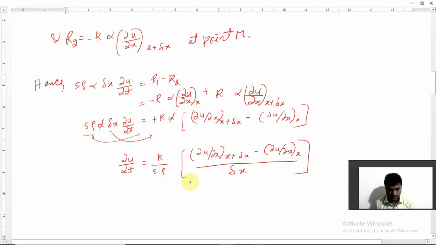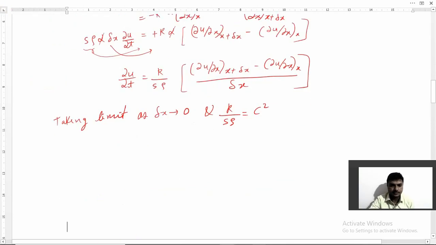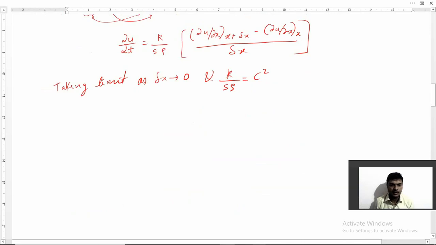Please remember this equation. I'm going to substitute, taking the limit as delta x tending to 0, and I'm going to substitute r divided by s. Rho is some constant c square. I will just take this as c square. Okay, so therefore, students, what will be the equation?